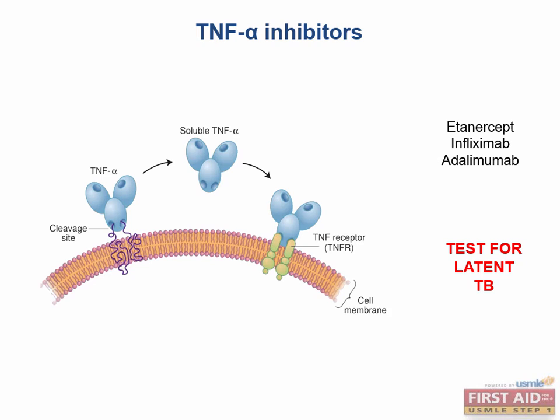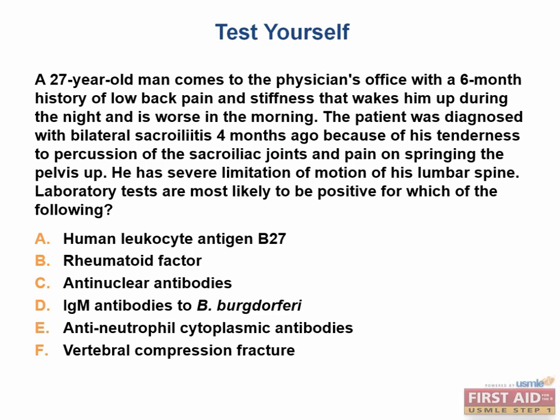A cool fact is that TNF actually is important in granuloma formation and stabilization, so blocking it can reactivate the disease. Thinking about TB and placing a PPD before starting a TNF-alpha inhibitor will definitely show up on your Step 1, so don't miss it. Let's do some practice questions now.